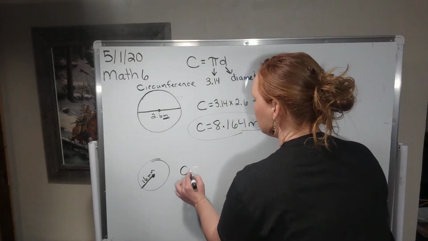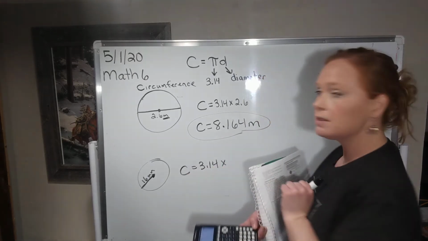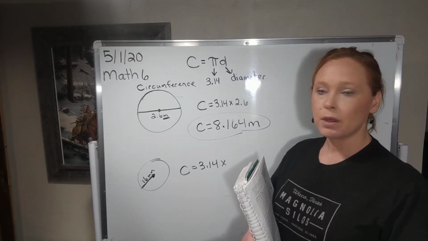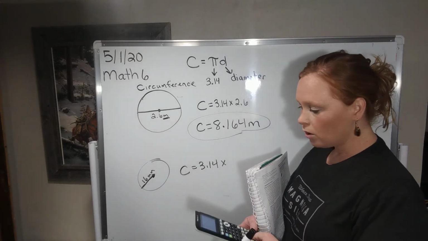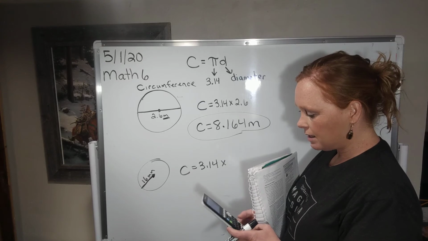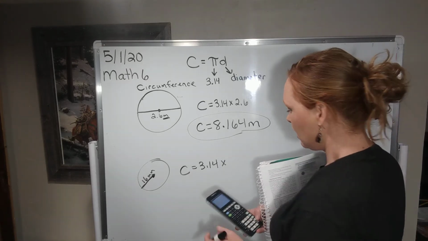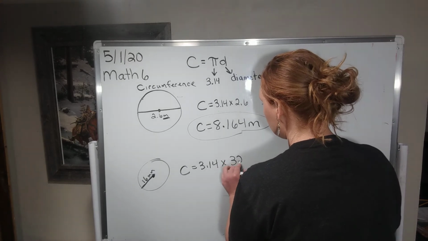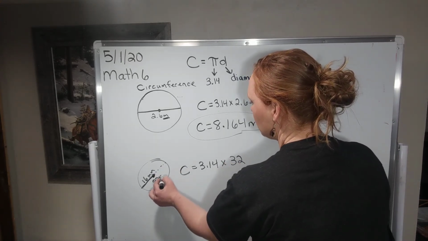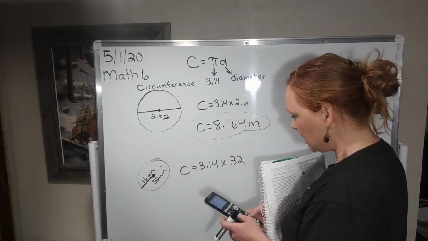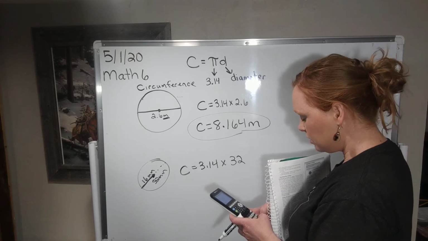So we would say the circumference equals 3.14 times, what would we do? Well, since the radius is half of the diameter, couldn't we just say 16 times 2? Which we get 32. So my diameter all the way across would be 32 millimeters. And then I can say the 3.14 times 32.